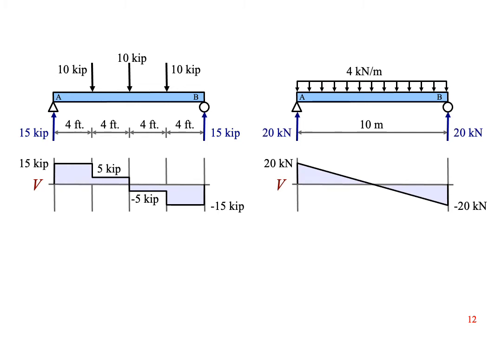A uniform distributed load is like a series of small point loads placed really close together. So the steps merge into a continuous slope. We go up 20 kilonewtons and then down at a constant rate of 4 kilonewtons per meter until we get to minus 20 kilonewtons at point B, and then come back up to 0.